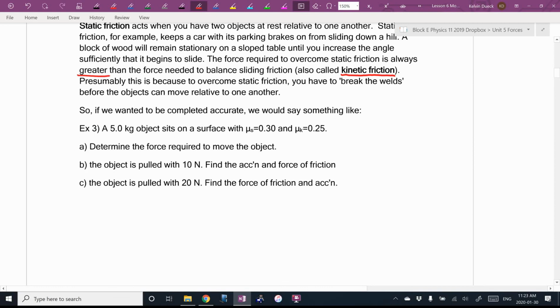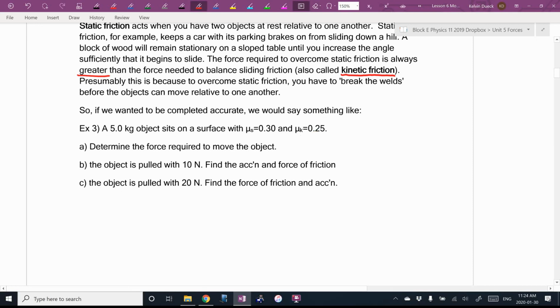in the homework for a couple of questions, I'm going to give you two mu's. A mu s, which is short for mu static. You'll use that when the object is at rest. Friction is what times what? If it's at rest, you'll use that mu. And I'll give you a mu k. That's the mu that you'll use when the object is moving.